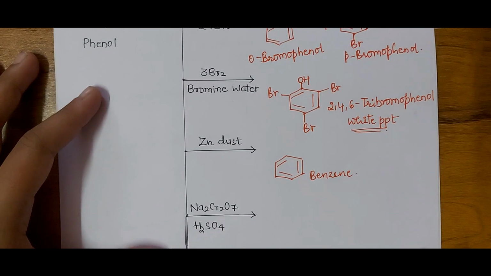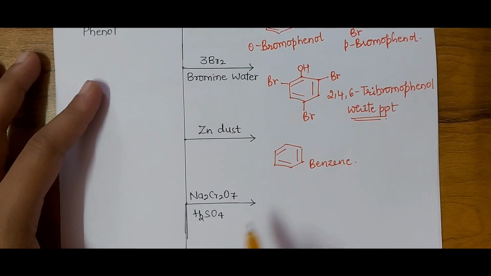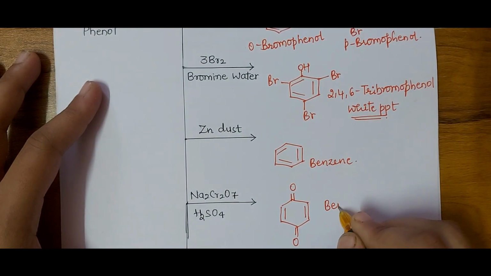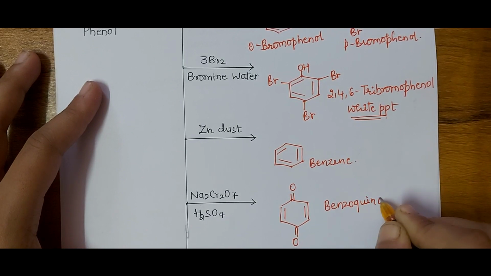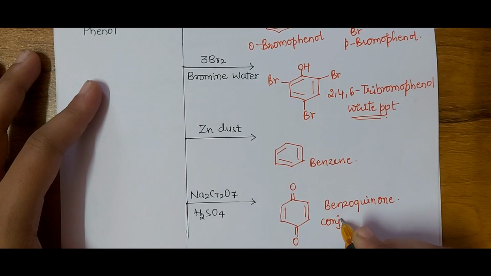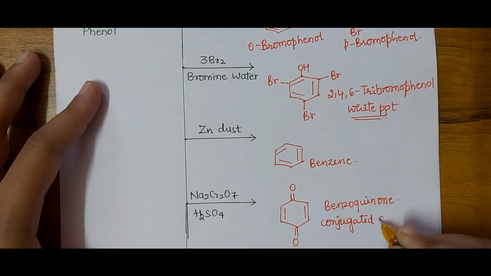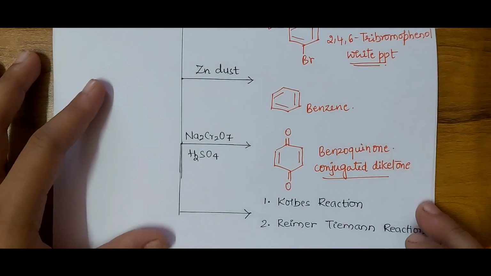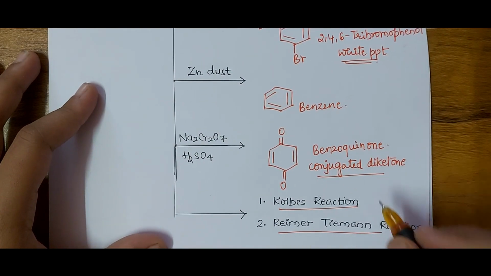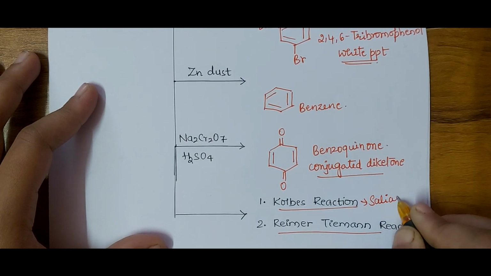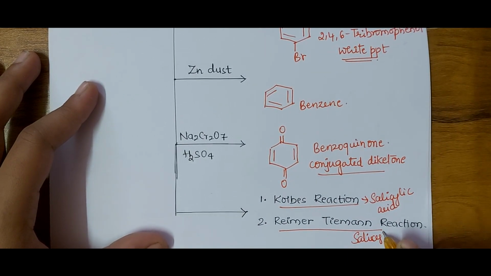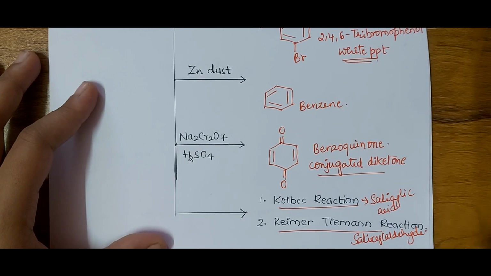Similarly, if you consider the oxidation of phenol with acidified sodium dichromate, it results in the formation of a diketone, which is named benzoquinone. We call it a conjugated diketone due to the presence of alternate single and double bonds. And two more reactions with respect to it are Kolbe's reaction, which results in the formation of salicylic acid, and Reimer-Tiemann reaction, which results in the formation of salicylaldehyde. We will discuss them.